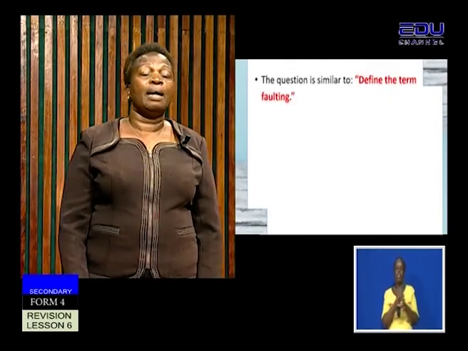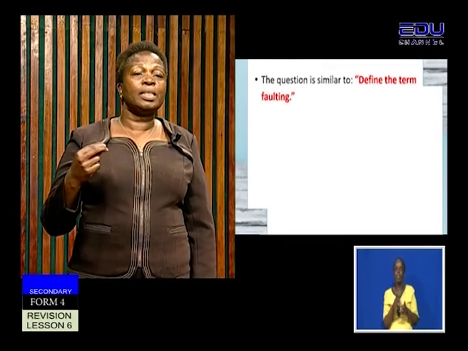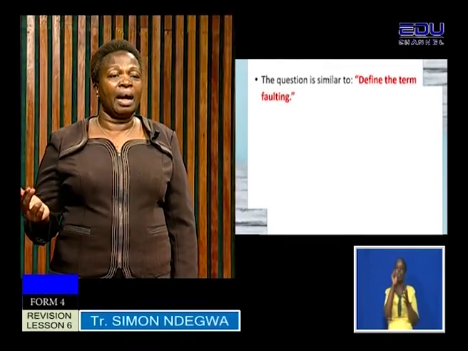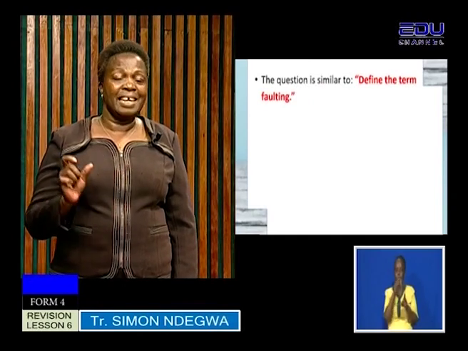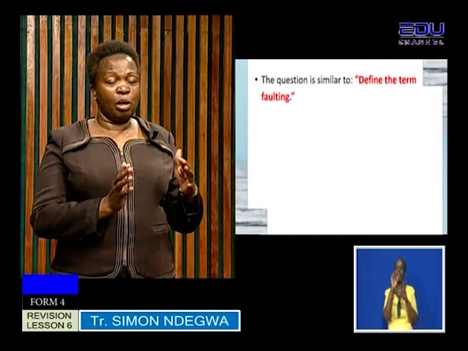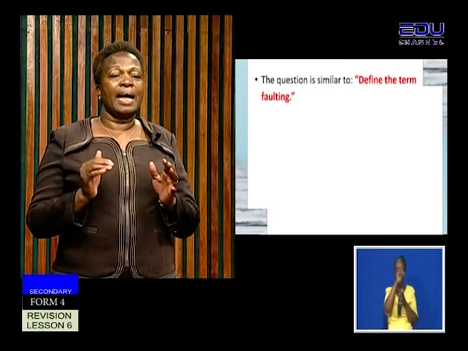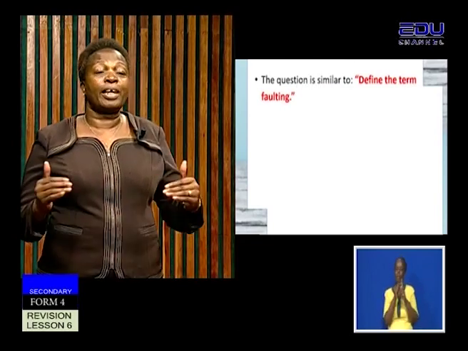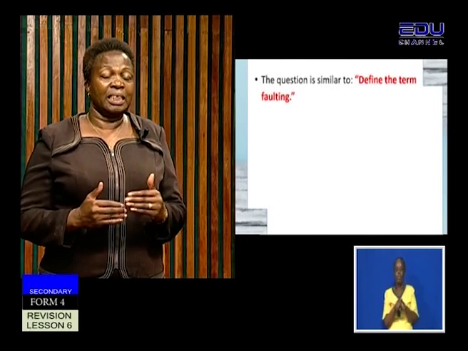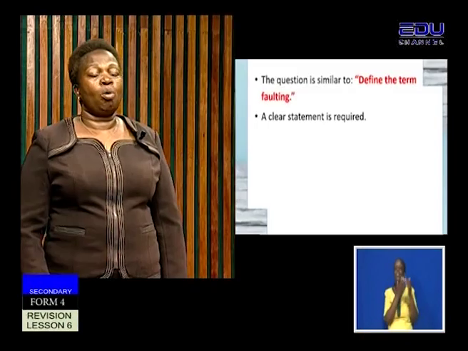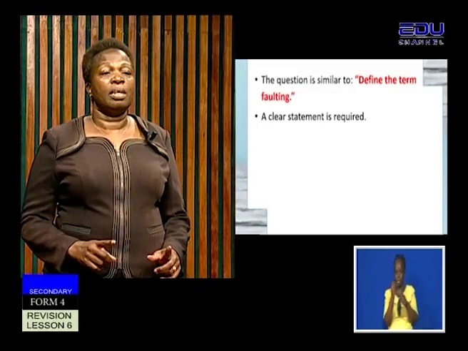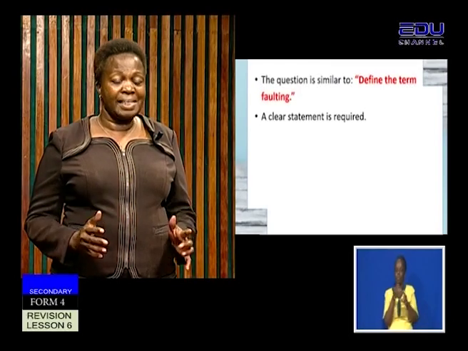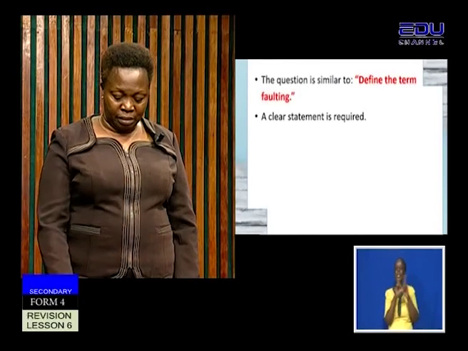The question, what is faulting, is similar to another question, define the term faulting. Both the question, what is faulting, and define the term faulting require the same thing. That is to simply give what that process means. And in this case, a clear statement is required. You cannot write one word in terms of defining. You have to write a clear statement as you define.